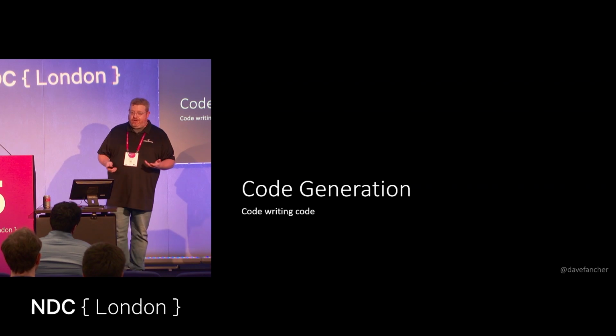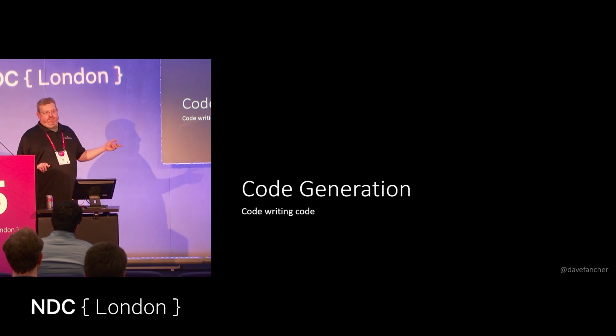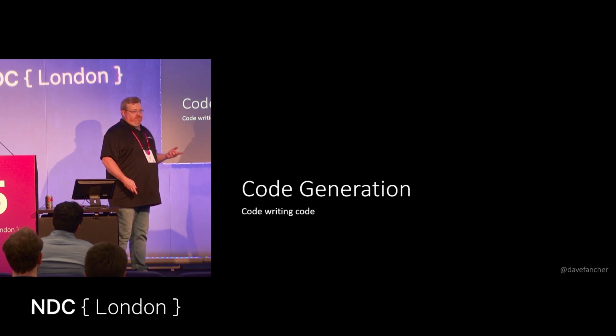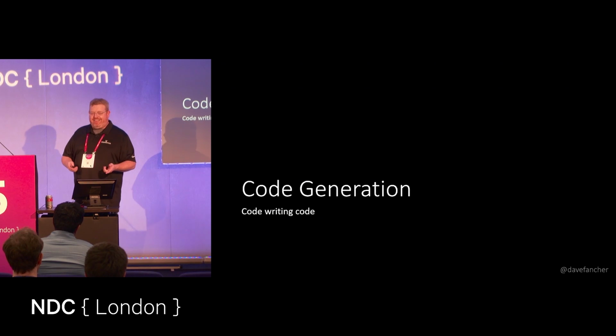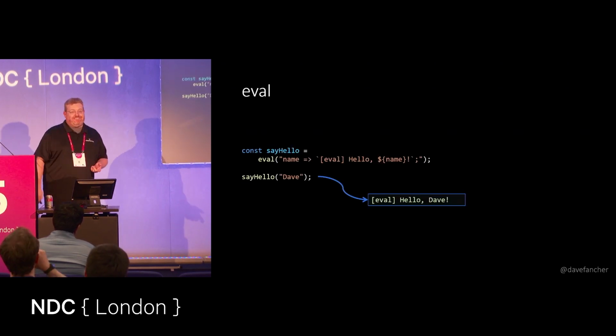The first is code generation. I'm going to say right up front, I never do this in JavaScript. JavaScript doesn't really need it. It has capabilities for it. They all suck. The first one, the obvious one, eval.